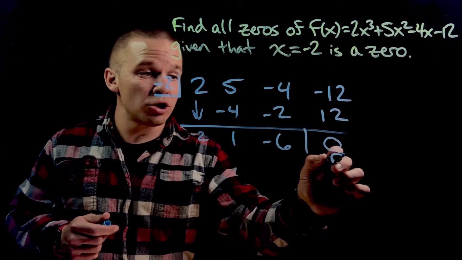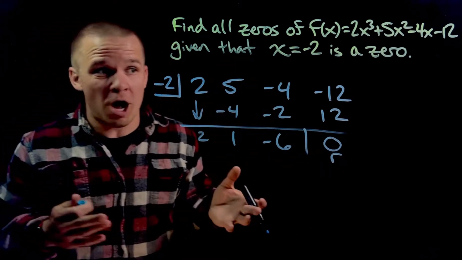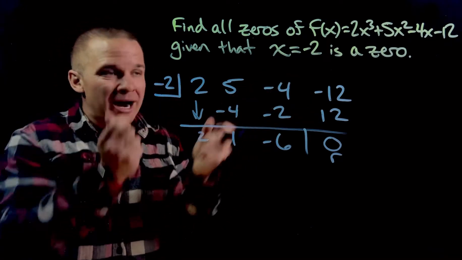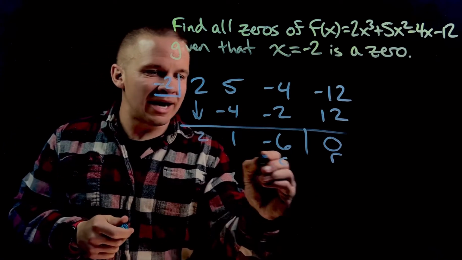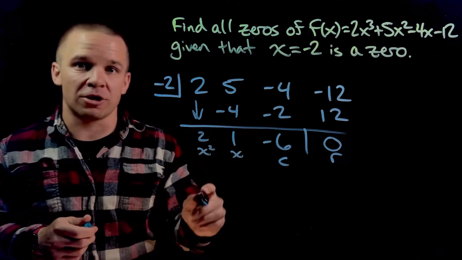Now, this remainder should be 0. If it's not 0, and this is the question, you did something wrong, okay? It should divide out nicely as it is one of my zeros. It'll come out wonderfully perfect with a remainder of 0. So this is my constant. This is my x term, my linear term. This is my quadratic term's coefficient.